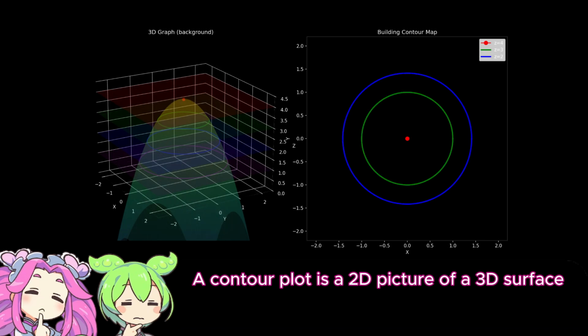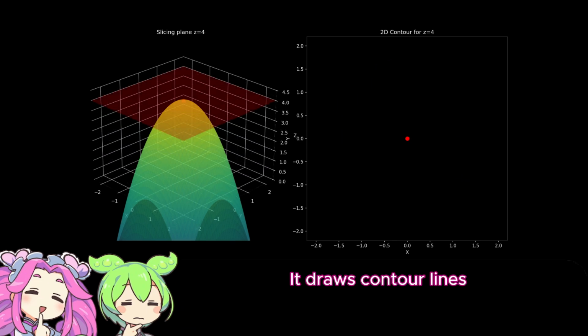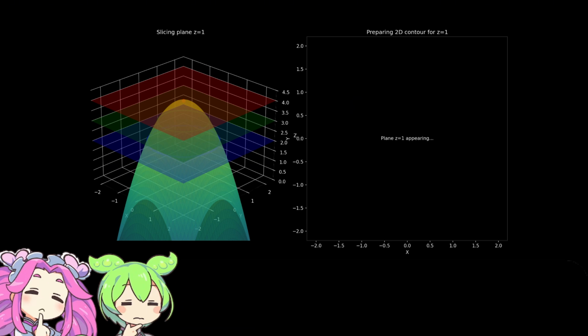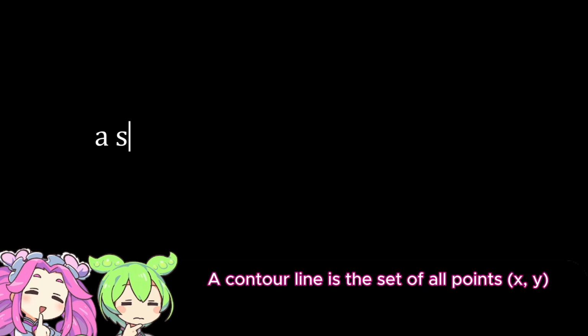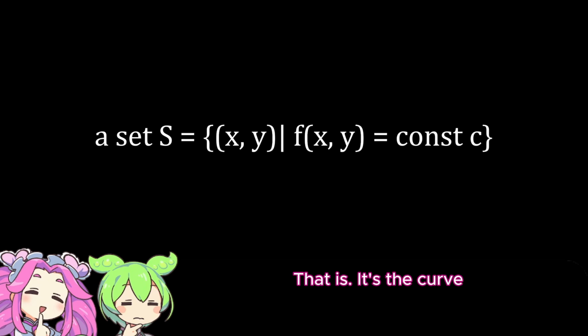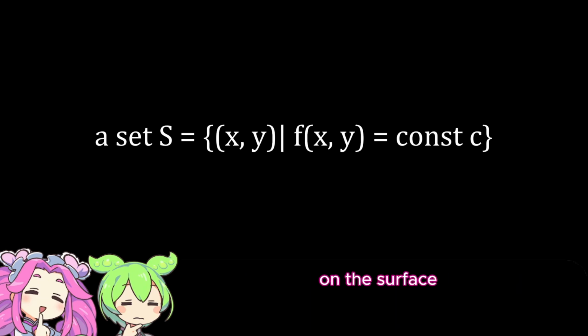So what is a contour plot, really? How does it flatten the mountain? It's a clever trick. A contour plot is a 2D picture of a 3D surface. Instead of showing height with vertical lines, it draws contour lines. Each line connects all the points where the height is the same. A contour line is the set of all points x, y where the function f of x, y equals a constant value c. That is, it's the curve defined by the equation f of x, y equals c, representing points at the same height on the surface.